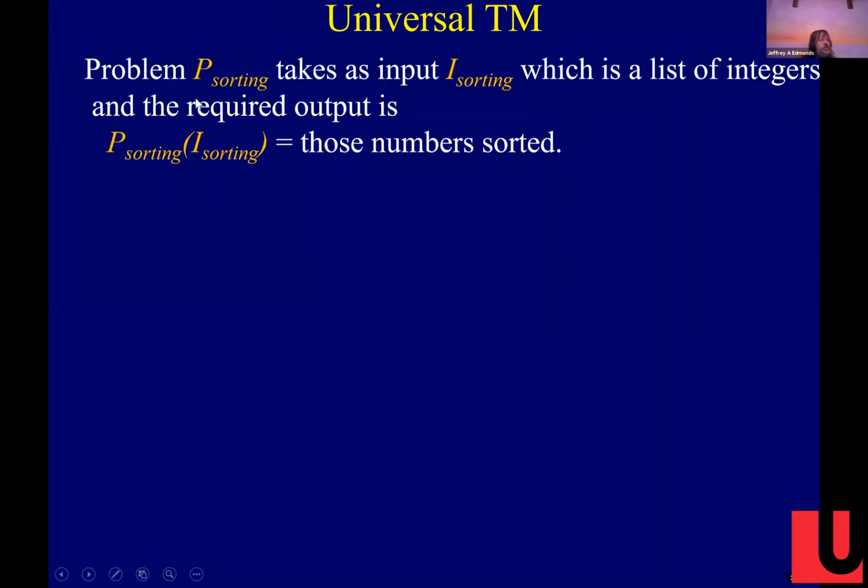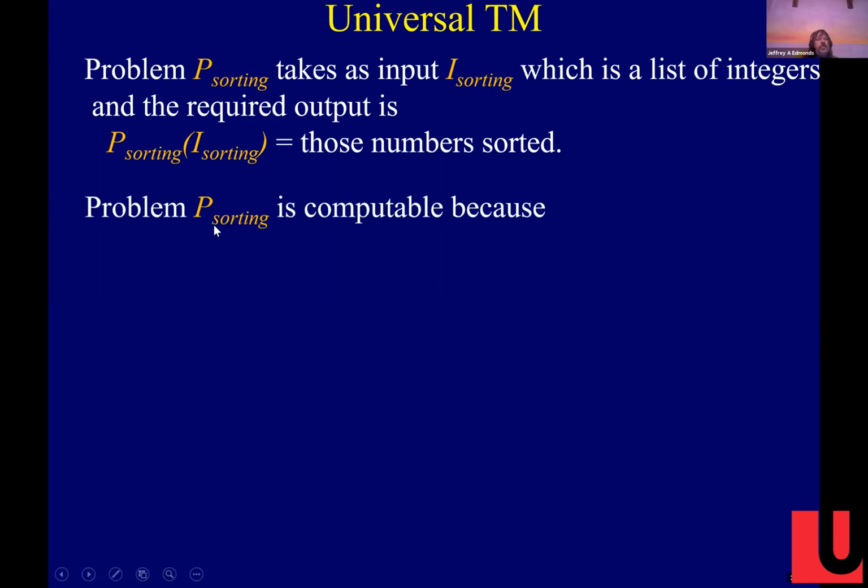All right, so here, computational P sorting is the computational problem sorting. I sorting is a list of numbers that you want to sort, right? And what does PI represent? It represents the required answer. And what's the required answer? If you take a list of numbers, then the required answer is you sort those numbers, right? Everybody get the notation that we're doing here?